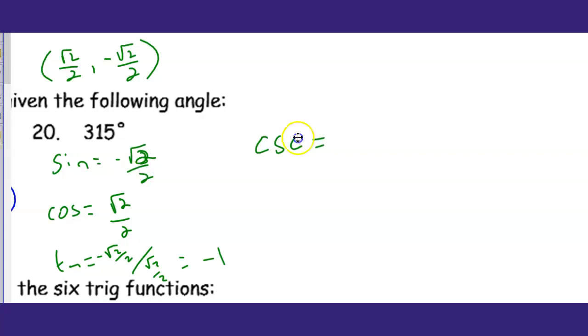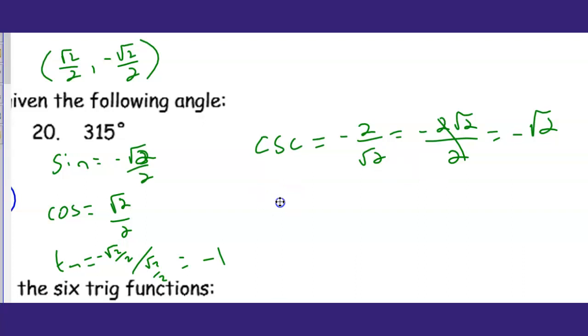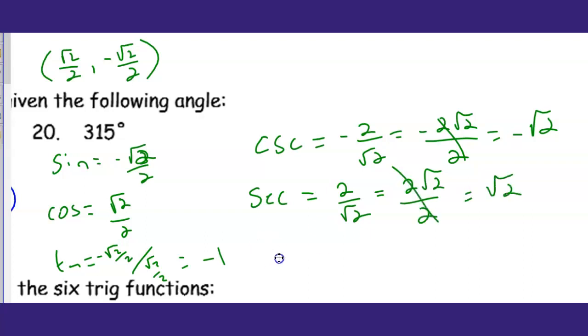Cosecant is the inverse right here. So -2 over radical 2, which I rationalize by moving the radical to the top, leaving the number at the bottom. Hey, look, see those 2's? They cancel out. So negative radical 2. Secant is the inverse of cosine. So 2 over radical 2. We rationalize. And then that cancels. And then cotangent. The inverse of -1 is still -1.